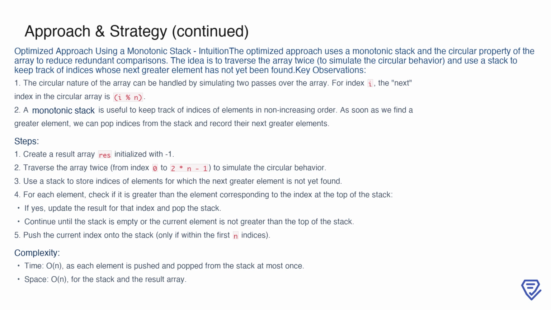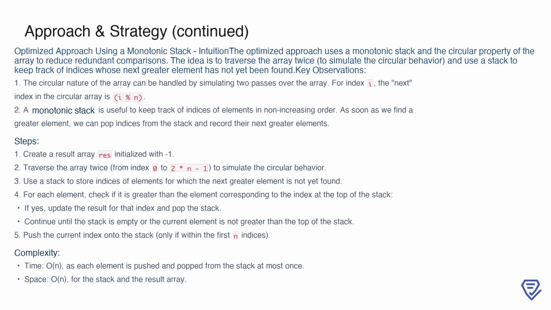This method leverages the stack to efficiently track unresolved elements while also handling the circular property of the array. The key insight is that by simulating 2 passes over the array, we can mimic the wrapping behavior without explicitly performing additional operations. For this, we use the index modulo the array length, ensuring we stay within bounds.